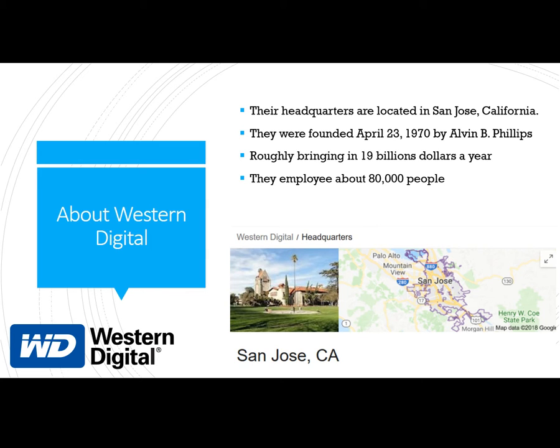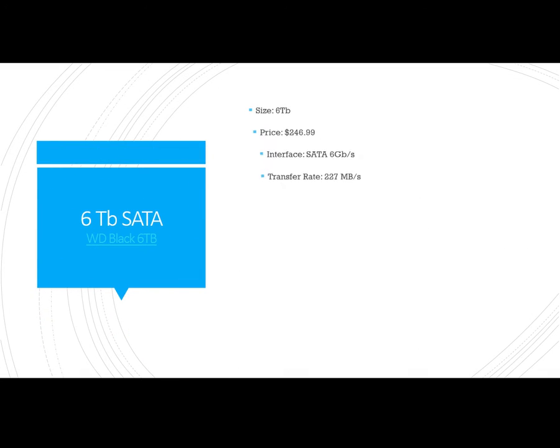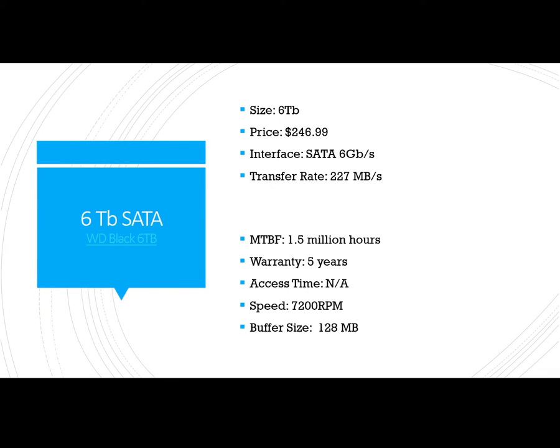Beautiful picture. I chose the Western Digital Black 6 terabyte data drive, and it is $246. The transfer rate's probably wrong, but I have 227 megabytes. That's the transfer rate I'm talking about.